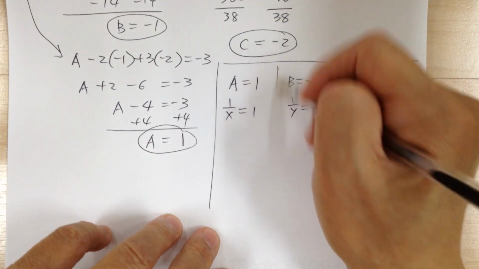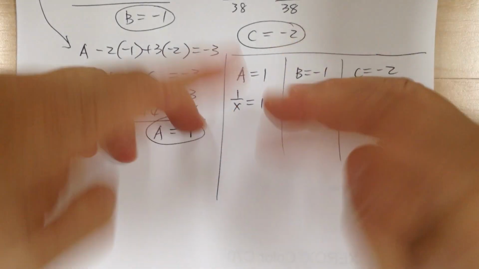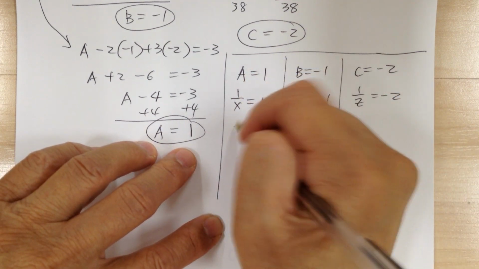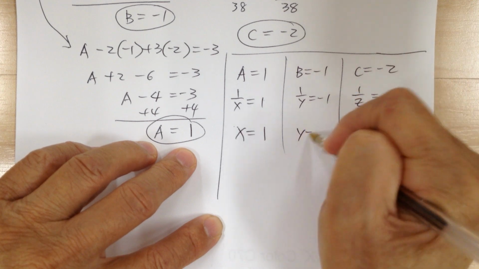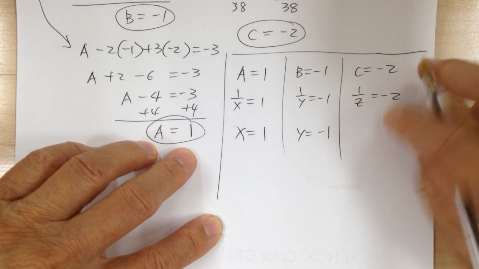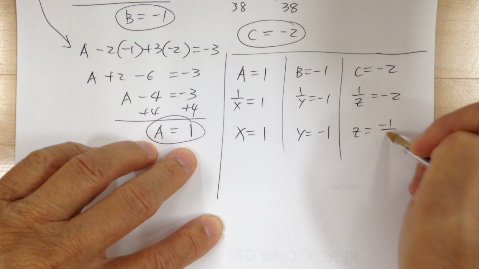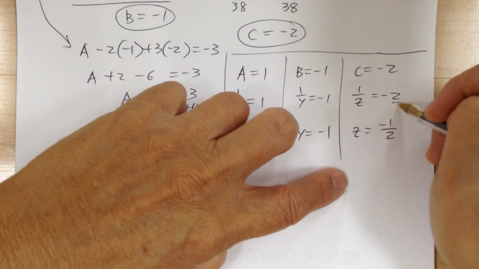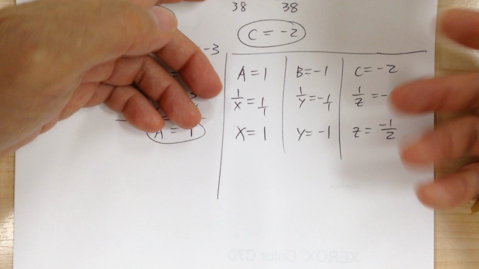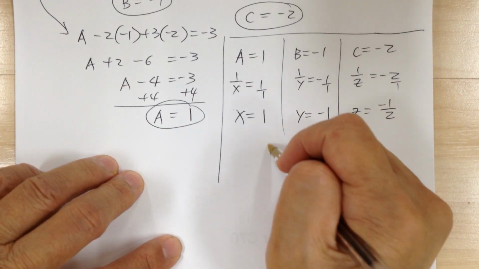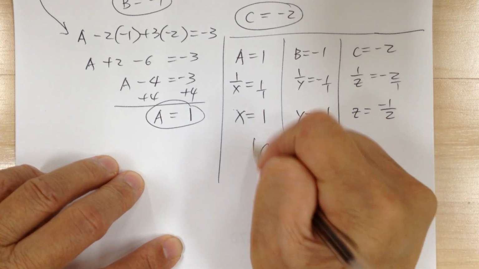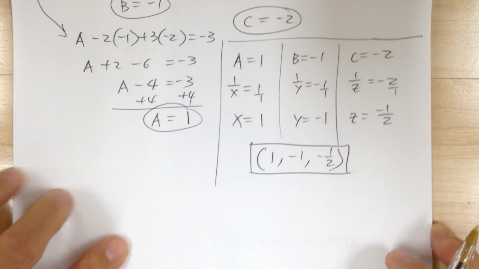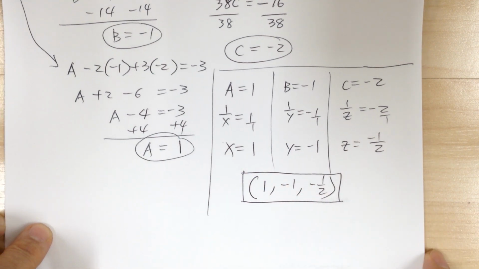Now, to solve for x, you flip both sides upside down, take the reciprocal. When you flip this over, you get x equal to 1. When you flip this over, you get y equal to negative 1. When you flip this over, you get z equal to negative 1 over 2. You just think of this as 2 over 1, and flip it upside down. And so your ordered triple will be 1 comma, negative 1 comma, negative 1/2. And that's it. So you can do the substitution, and then after you're done, you substitute it back. And that's it.